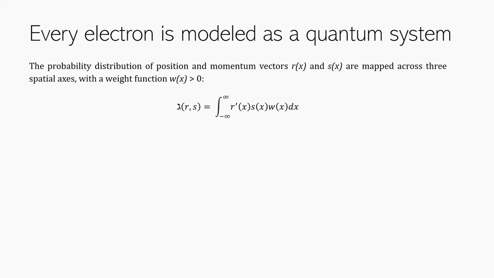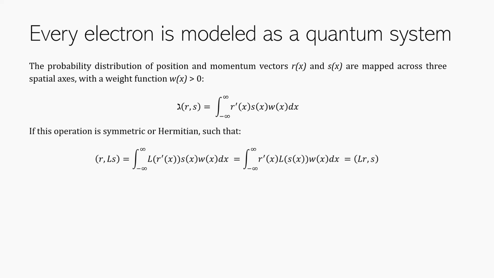And so we'll model the probability distribution of the position and momentum vectors Rx and Sx given by Gimmel, with a weight function given by Wx, which is always greater than 0. And this yields the inner product of a Sturm-Liouville equation, with a weight function Wx mathematically representing a quantum harmonic oscillator. So this little weight function embodies the quantum uncertainty of the electron state, and it naturally generates a Hilbert space.